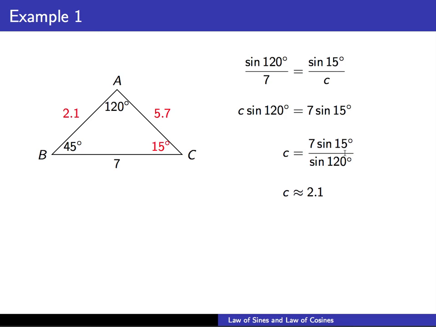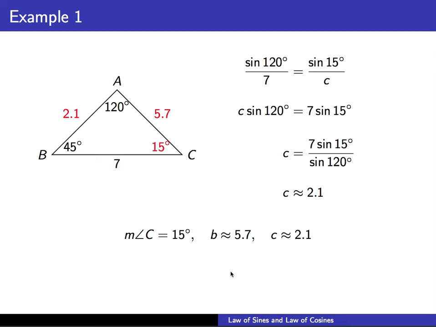So I'm not going to grade your pictures. I do want you to consolidate all of your final answers into one space. So here we have the measure of angle C is 15 degrees, the length of side B is about 5.7, and the length of side C is about 2.1. So this right here is what I want to see. You can use the picture to help.